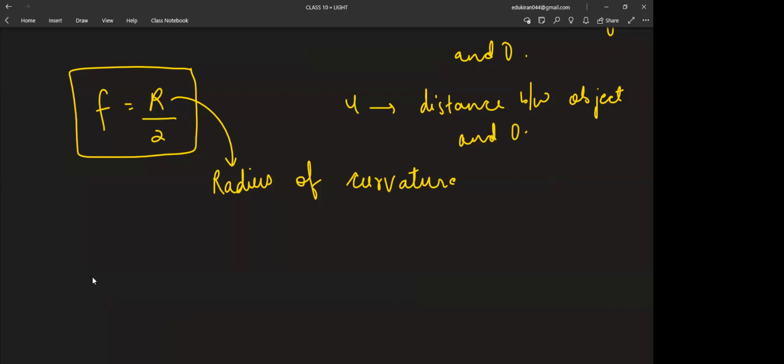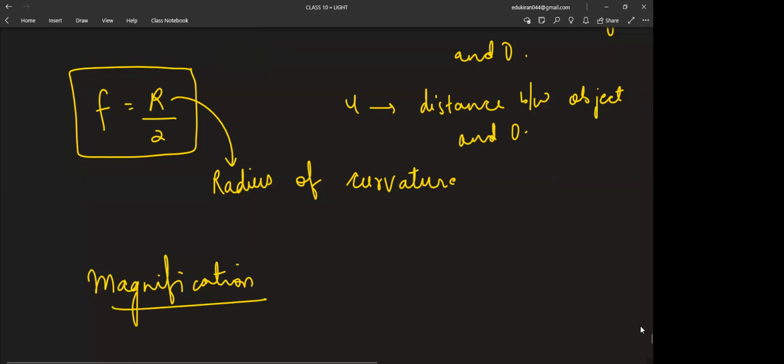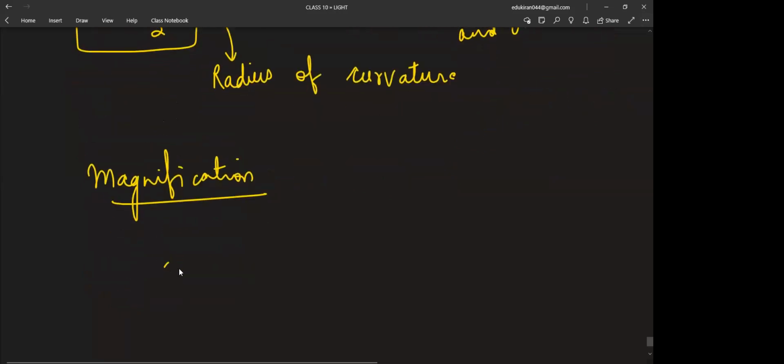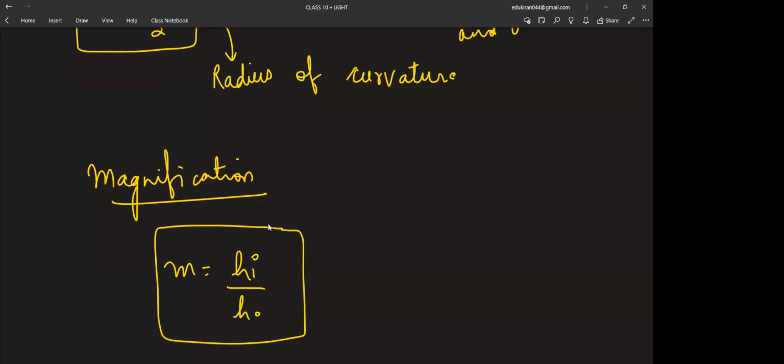These are also the same. When we are talking about the magnification, one formula is the same: height of image by height of object. But there is just a slight difference. When we had magnification for the mirrors, we had minus V by U. Do you remember minus V by U? Yes, minus V by U.